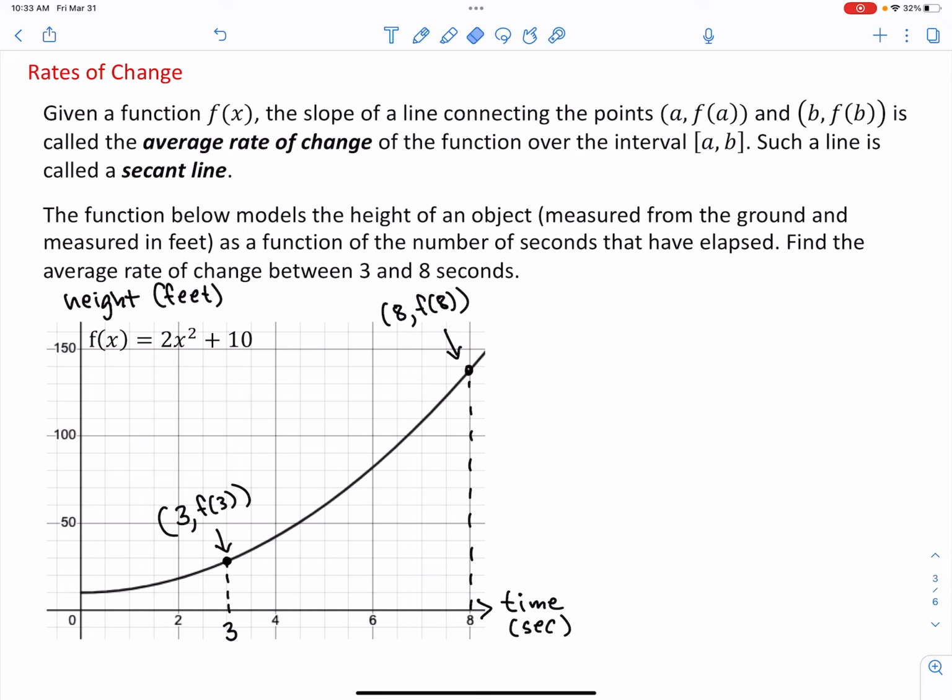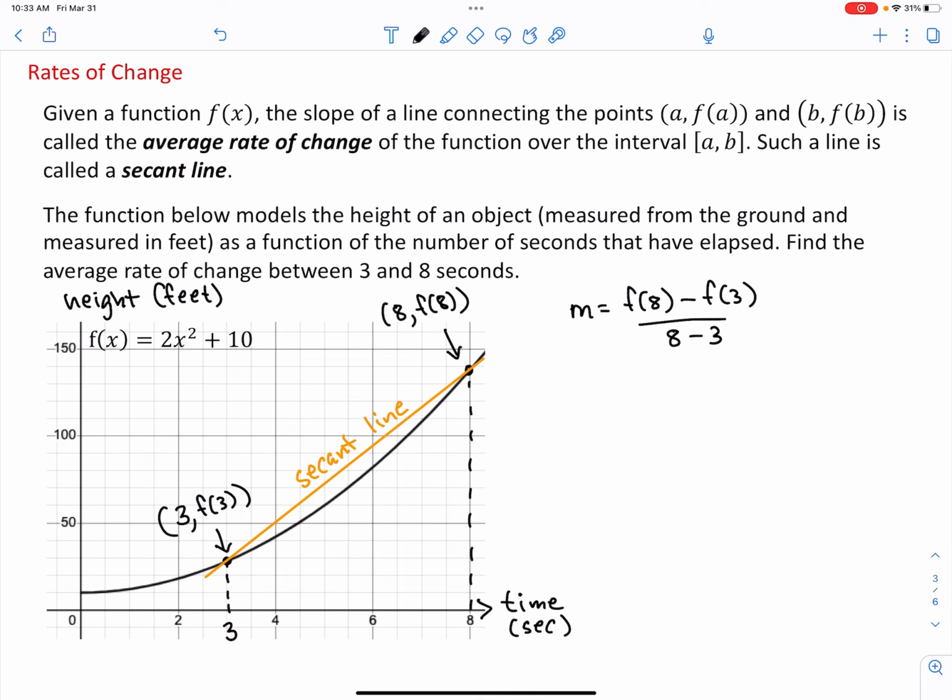Now the line that connects these two points, let me draw that next, and let me make it a different color. This is called the secant line. The slope of this line is going to be called the average rate of change in this function between these two different t coordinates, between time 3 and time 8. And we can calculate the slope in the following way. It's going to be f of 8 minus f of 3 all over 8 minus 3. So we do the change in the y-coordinates divided by the change in the x-coordinates, or t-coordinates, if you will.